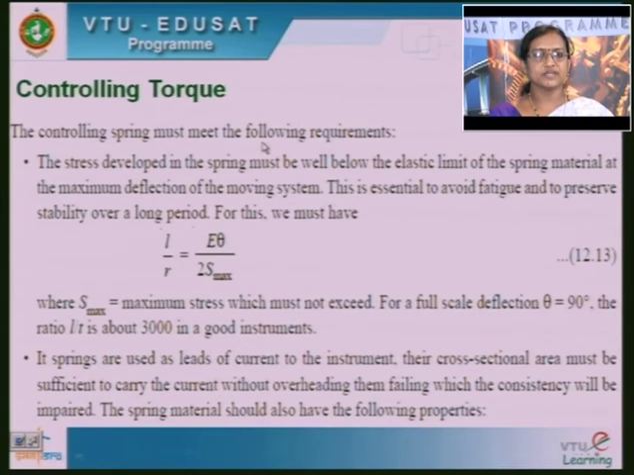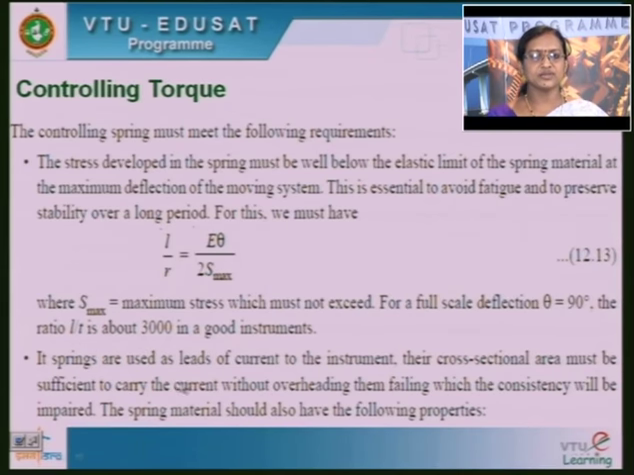The controlling spring must meet the following requirements. The stress developed in the spring must be well below the elastic limit of the spring material at the maximum deflection of the moving system. So the maximum stress is represented by S max. This is essential to avoid fatigue and to preserve the stability over a long period. That is why we must have the L by t ratio equal to E θ divided by 2 S max, where S max is the maximum stress which must not be exceeded, and for full scale deflection theta should be 90 degrees. The ratio L by t is about 3000 in a good instrument.